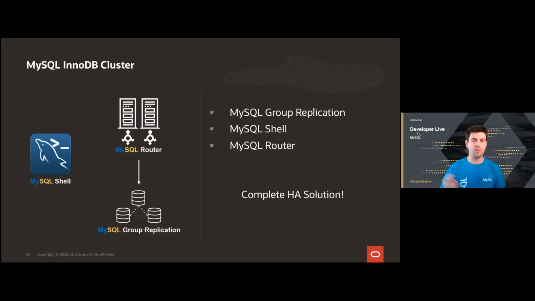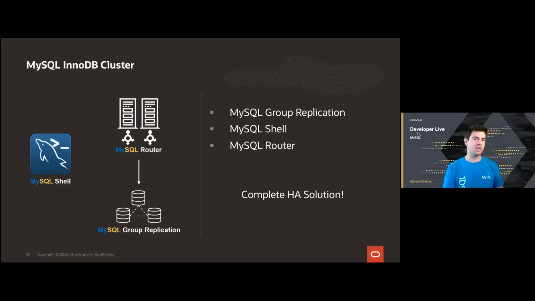So if, for example, the primary of the group crashes, the others decide to kick it out and automatically elect a new one to become the primary. So this takes away from the user, from the DBAs, the need to do the manual failover. And this is why we call it an HA solution.